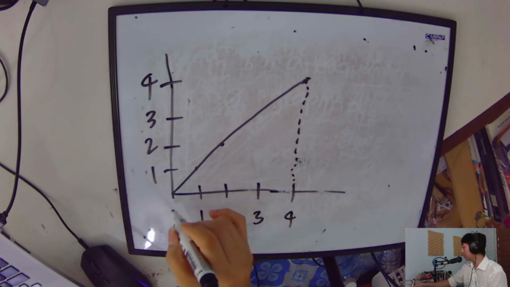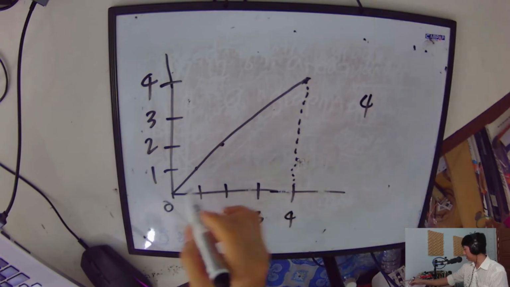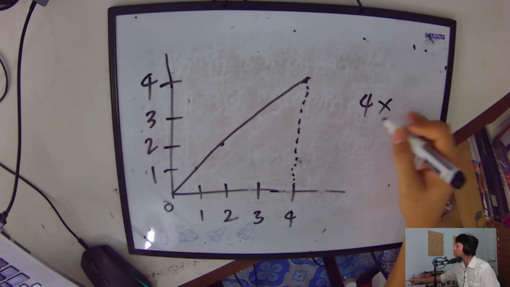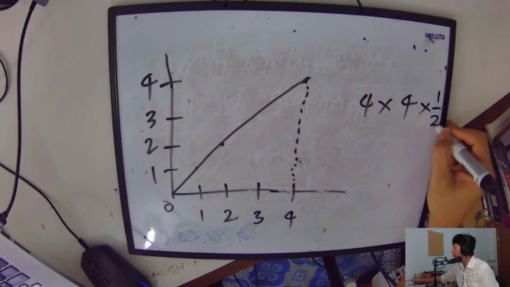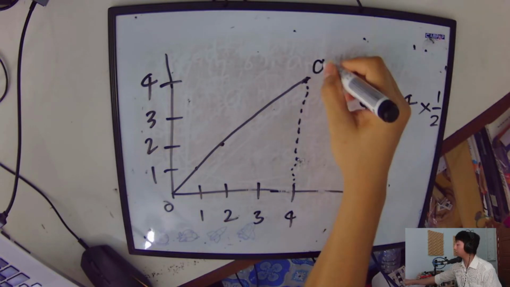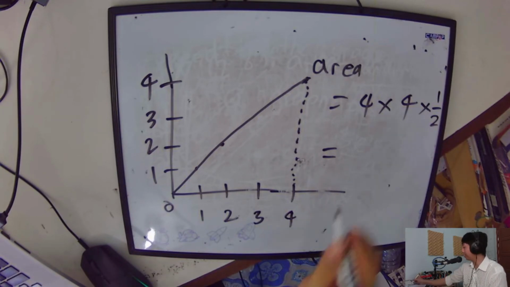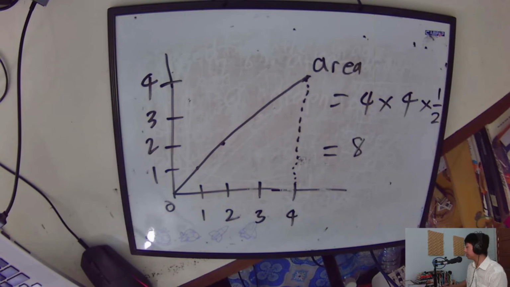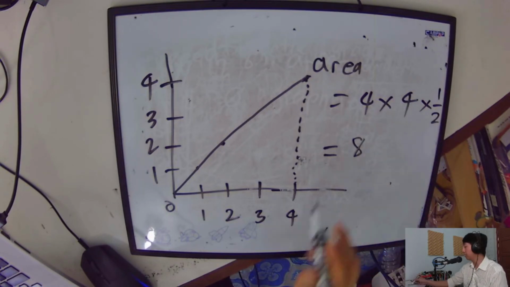So how long is this one? We have 0, 1, 2, 3, 4. So we have 4. And here is also 4. So 4 times, triangle, so 1 over 2. So we should say area equals 4 times 4 times 1 over 2. So 4 times 4 equals what? 16. 16 divided by 2 equals 8. Alright, so area under graph will be 8. Apa unit dia berdasarkan apa jenis dia punya unit lah.